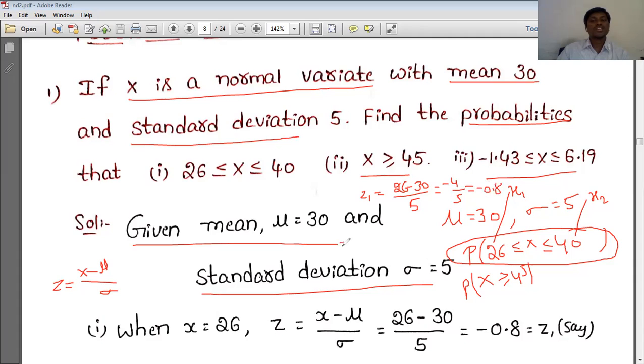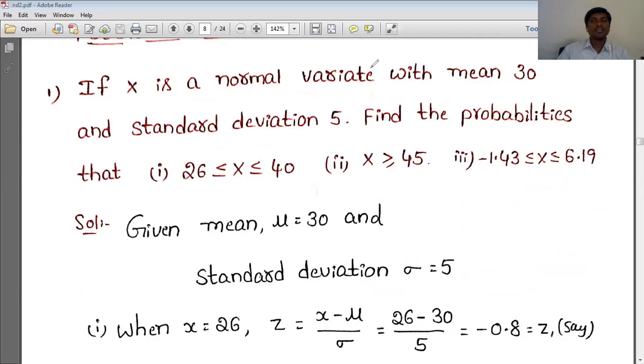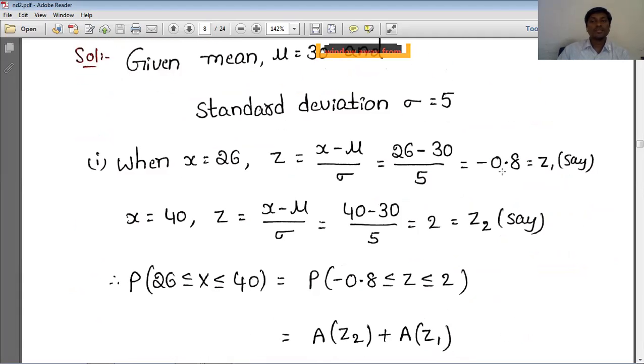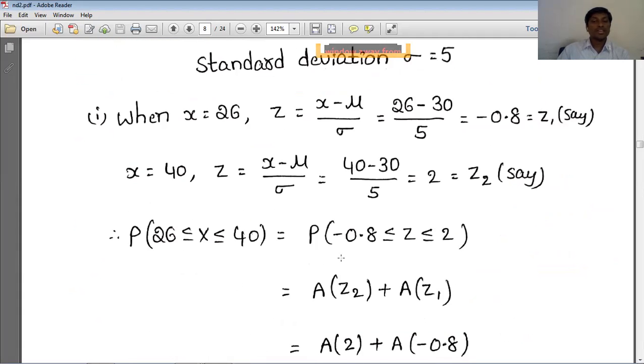In the same way, z2 is 40 minus 30, which is 10 by 5, and 10 by 5 is nothing but 2. So one is negative and another one is positive. Now we need to calculate P of z1 less than or equal to z less than or equal to z2.